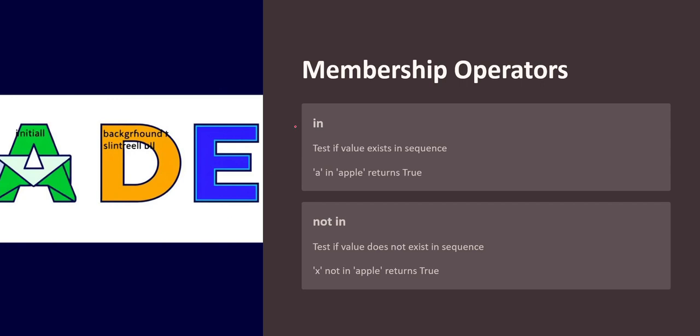So firstly, we will explore membership operators. As the term suggests, membership, the main term over here is member. So what we are doing in membership operator, हम check करते हैं कि कोई value sequence का part है कि नहीं, कोई value member है किसी sequence का कि नहीं.